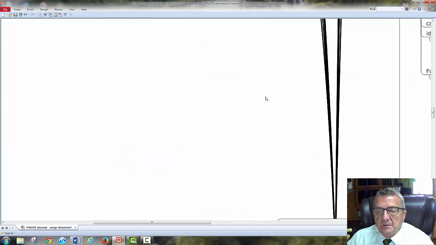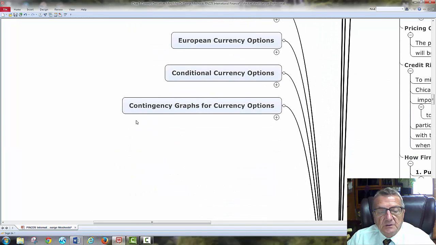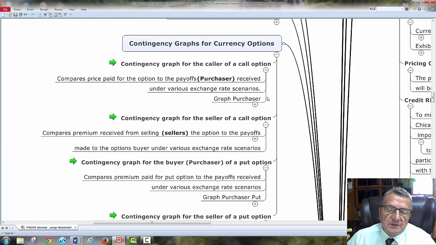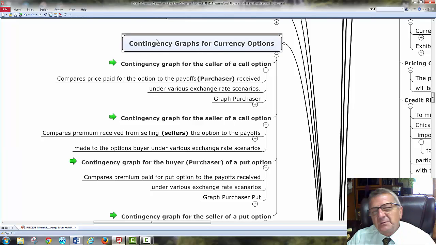Okay, so now let's go up here. We got a few more in here. Okay, contingency graphs for currency options. Now, the way I did this one, they have a big graph in here. I've shown all the graphs in here. I think it's graph 7. It has 4 graphs when you read it in the book, but I just did it. Okay, contingency. So here's the graph. Contingency graphs for currency options.